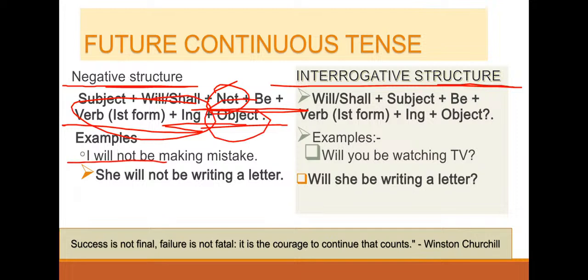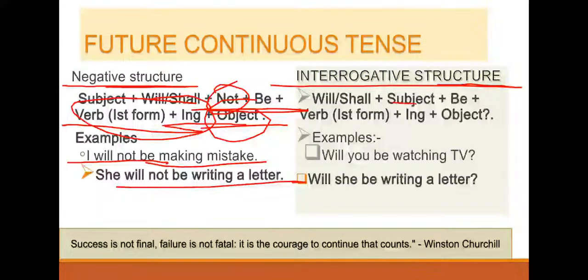For example, I will not be making mistakes. She will not be writing a letter. They will not be having fun. Ali will not be working hard. These are all examples you can make for negative structure of future continuous tense.